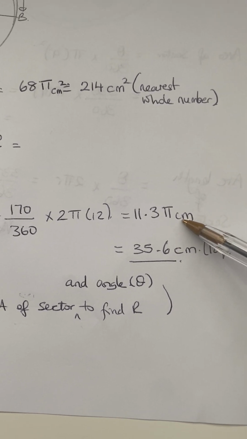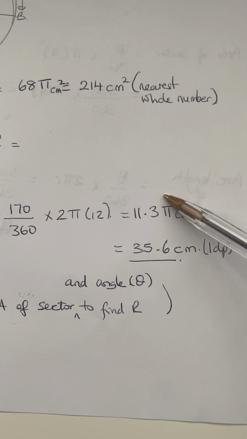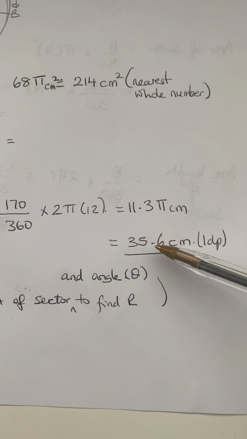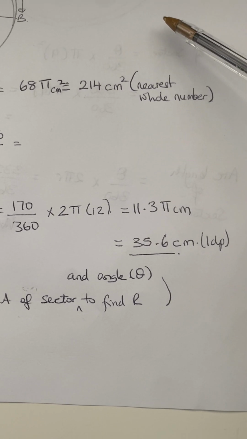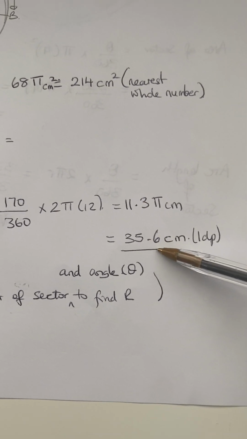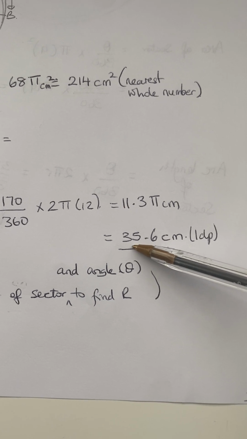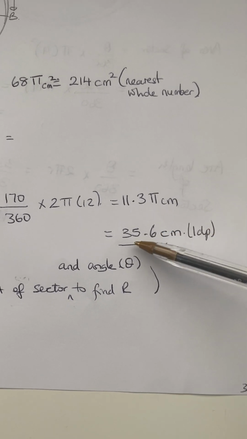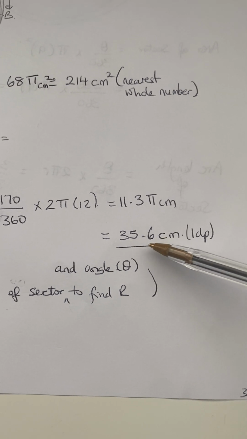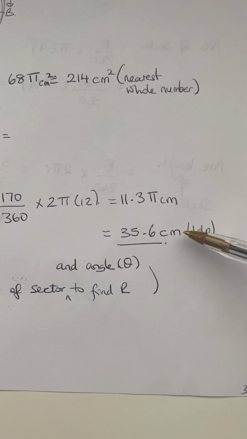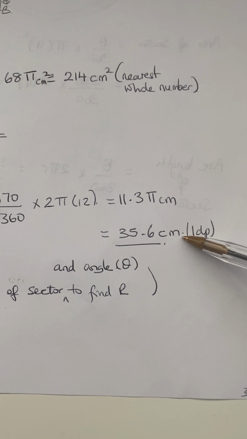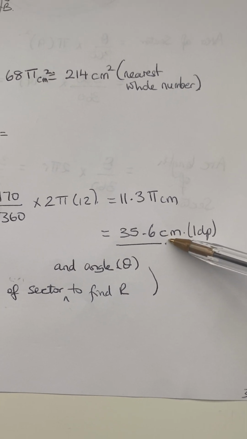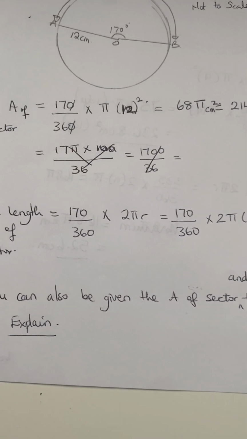If they ask you to add pi and they give you pi in the box on top of the question, then to 1 decimal place, it will be 35.6 centimeters. To the nearest whole number, it will be 36 centimeters. Remember your units. Don't forget your units.